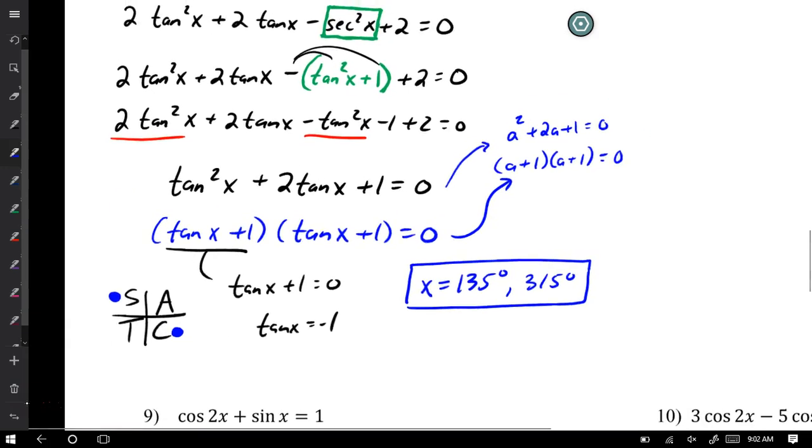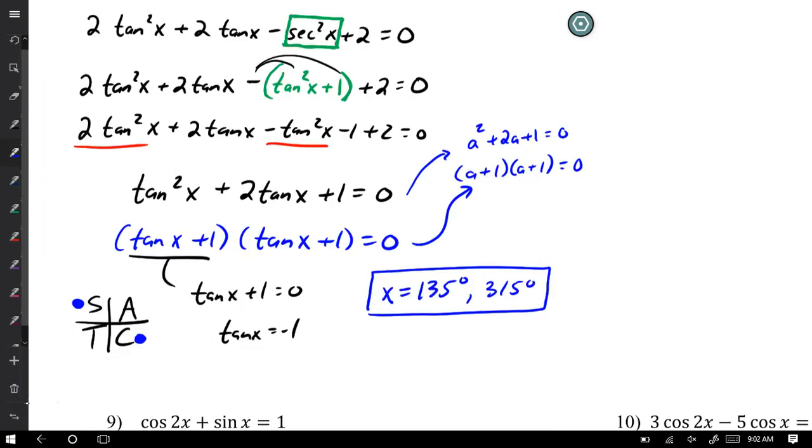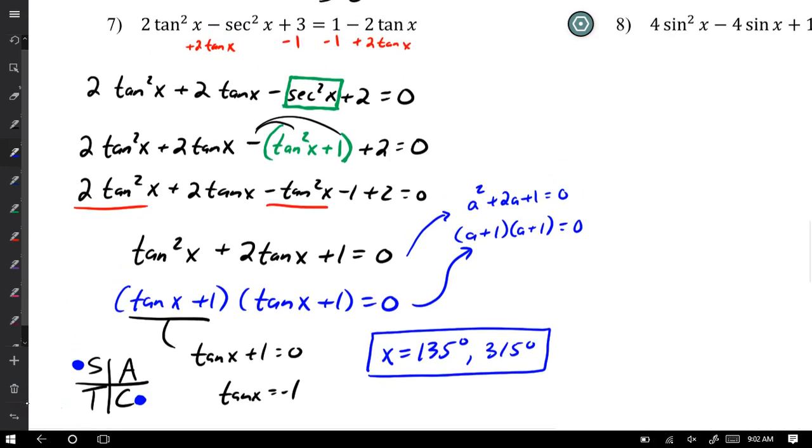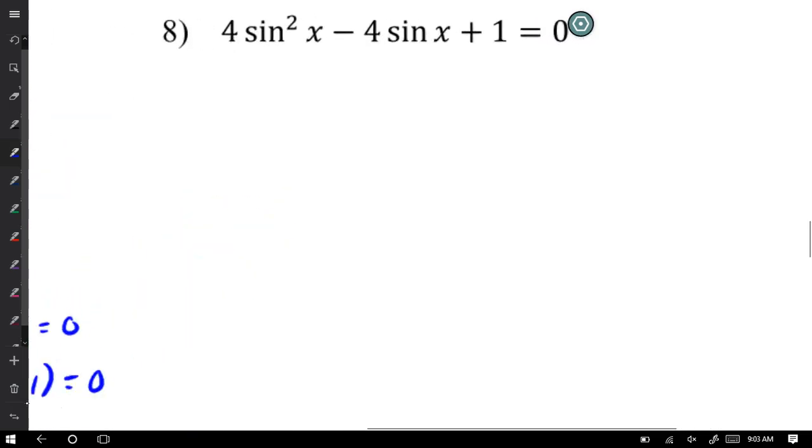So this one I wanted to go through because it involved a lot of work to getting like terms and getting set equal to 0. The factoring technique wasn't that bad. But the process to get there, we have to remember it's just like a regular equation. Get like terms, set equal to 0, combine what we can, move from there. So now let's look at number 8.